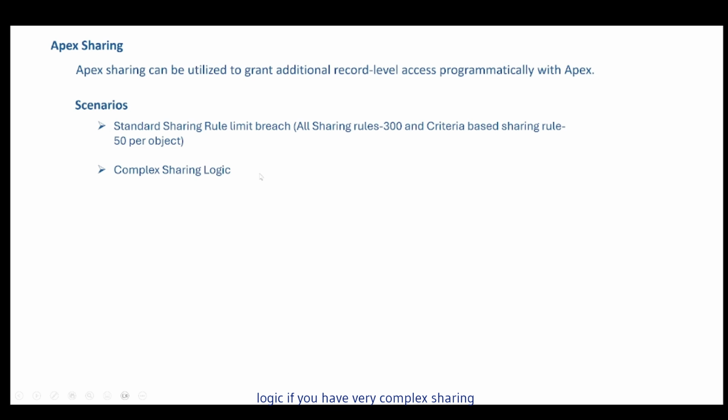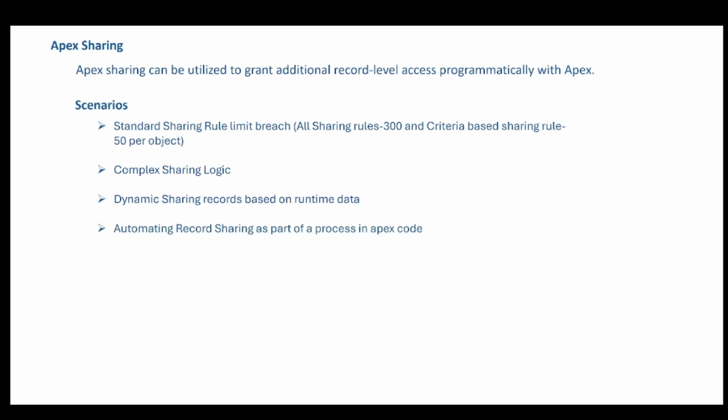Complex sharing logic. If you have very complex sharing logic which cannot be achieved by sharing rules or any other options like role hierarchy, then we have to go for Apex sharing. Any scenario like dynamically sharing records based on runtime data could also lead to Apex sharing. Automatic record sharing as part of a process. Basically we cannot define our sharing rules or role hierarchy because sharing is required to be part of a different process, maybe triggered by a button. If we do this action, only then will this record be shared with a particular group. Those kinds of processes can also be implemented by Apex sharing.